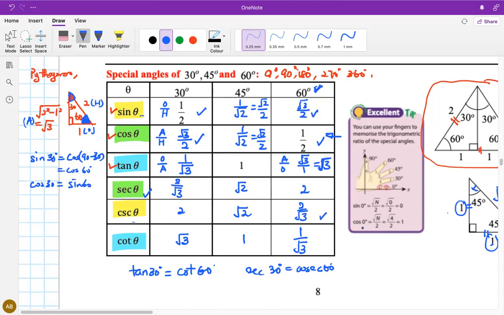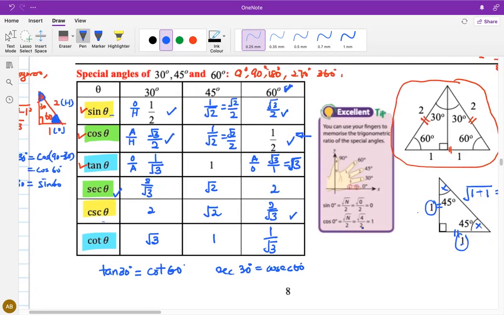So these are the special angles. Do you need to memorize them or not? It's better for you to memorize. But another tip to help you remember the values of sine, cos, tangent for special angles 30, 45, 60 is that you can use your fingers to remember.